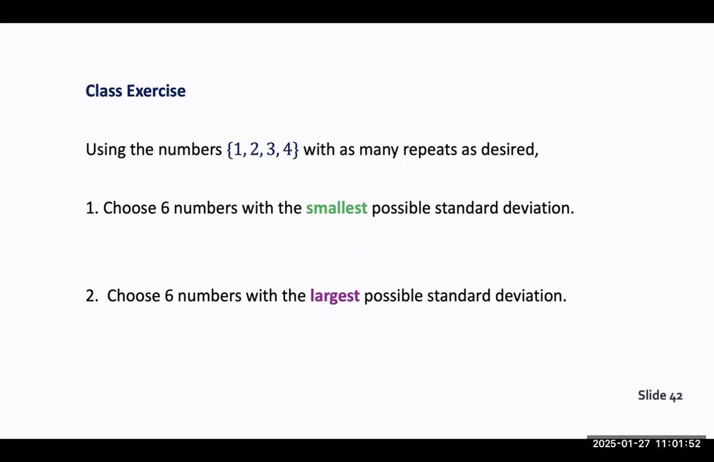So here I have the numbers 1 through 4. What I want you to do is pause the video and see if you can choose 6 numbers from the numbers 1 through 4. You can repeat numbers, like you could do 1, 1, 2, 2, 3, 3, or something like that. But choose 6 numbers where you can get the smallest possible standard deviation. You don't have to calculate it. You just want to try to do it mentally. What set of 6 numbers can you create that are very similar to the mean?